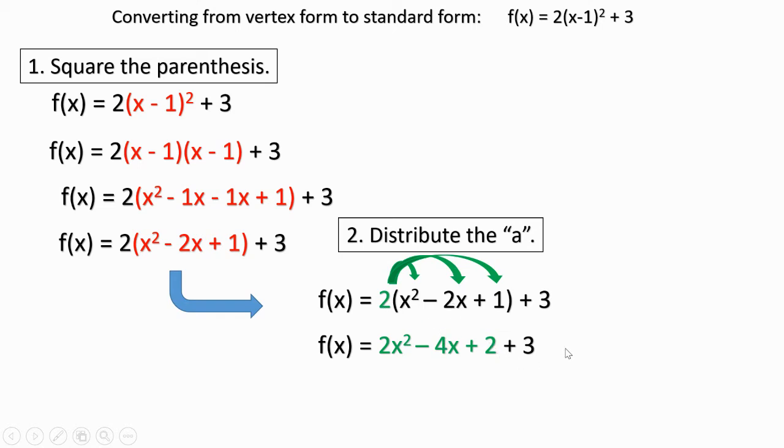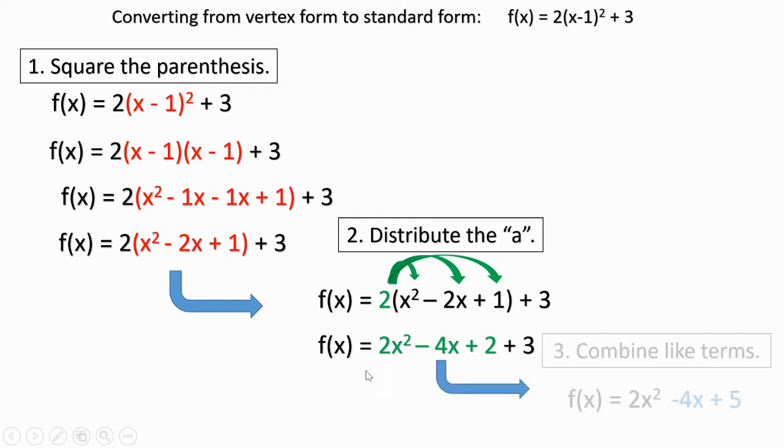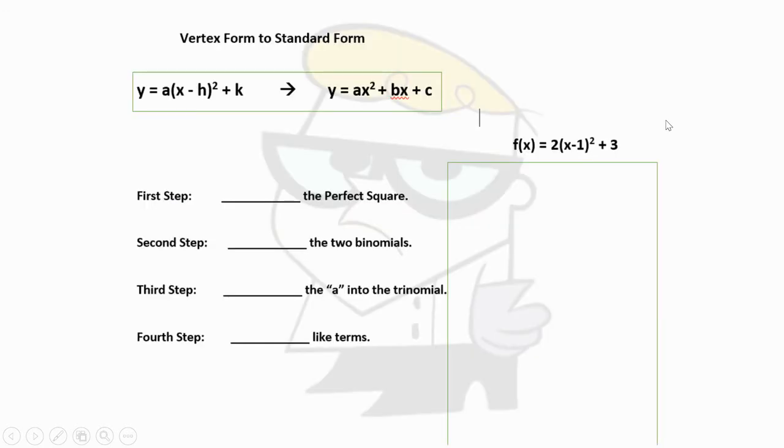Okay? And then the last thing that you would do is combine like terms. And you're always going to have the same two like terms, these two constants at the end, right? Because you had this guy being added at the end, this k value. And so we're going to have 2 plus 3, and that's going to give you 5. And so you can see that I started out in vertex form, and I am now in the standard form. Remember, it's ax squared plus bx plus c. So we're in the standard form of a quadratic equation.